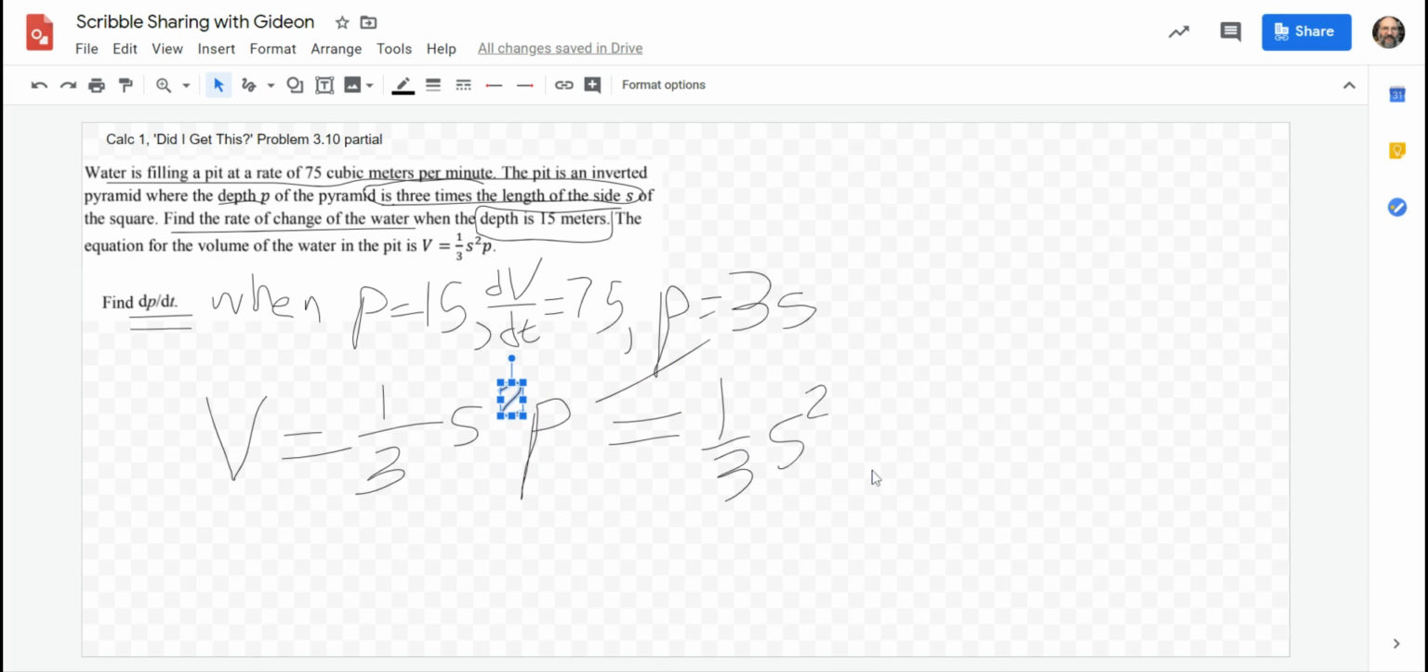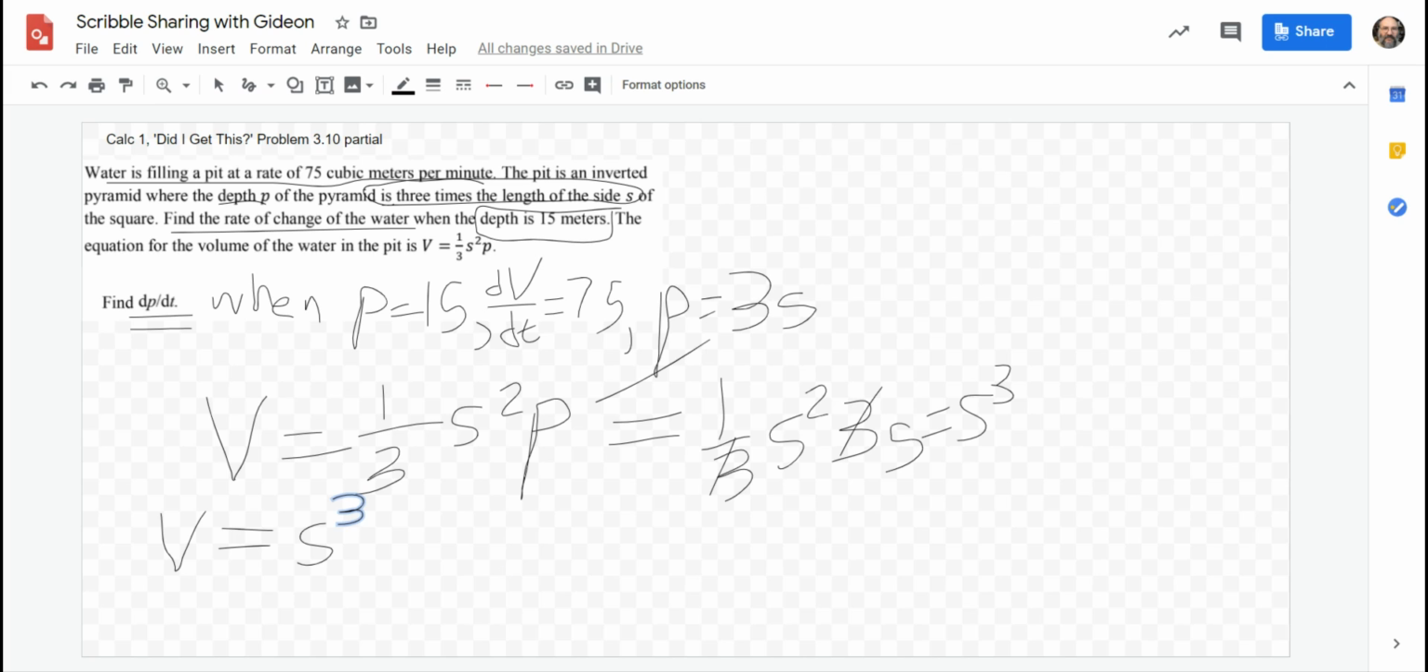1/3 s squared, and then p is 3s, so I can go back to my algebra. And of course, that simplifies the 3 and the 1/3. Oh, that's s cubed. So we have a very gentle relationship, right? V equals s cubed. Only now, after we've done our job at simplifying the variables, should we think about doing our related rates.